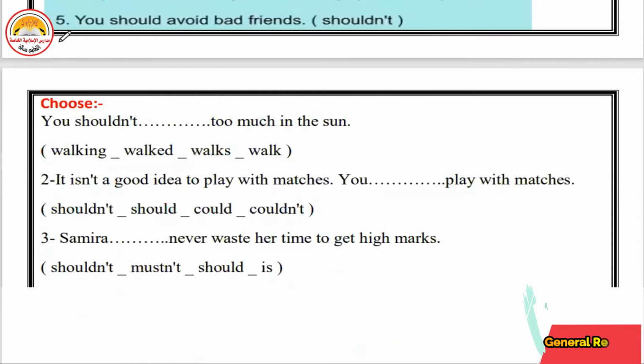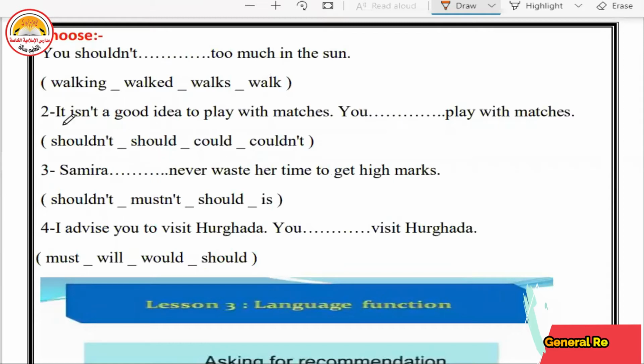Turn to the next exercise. Choose. Have a look at this exercise. You shouldn't walk too much in the sun. Walking, walked, walks, walk. After shouldn't, we use what? Walk. We shouldn't walk too much in the sun. Very good. After any modal verb, we use the infinitive.